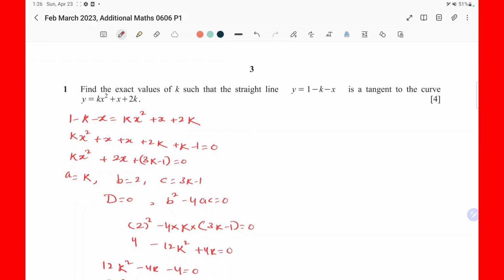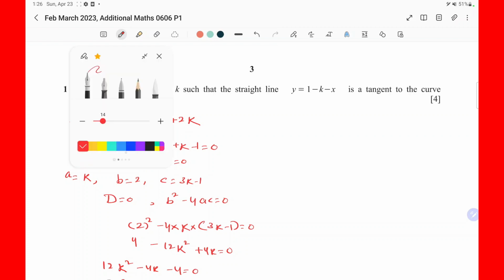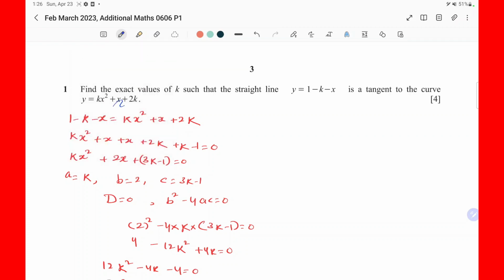Question 1 says: find the exact values of k such that a straight line y equals 1 minus k minus x is a tangent to the curve y equals kx squared plus x plus 2k. Okay, so this is a tangent, so we know that this is a curve and this is a line. So when this curve and this line touch at one point, we will first solve these two equations and we will put this condition where D equals 0. This is for the tangent condition.